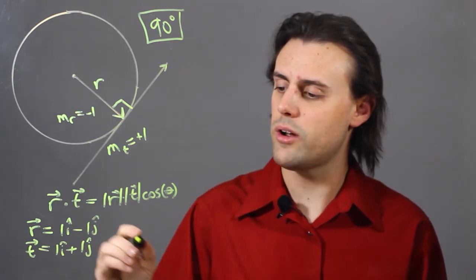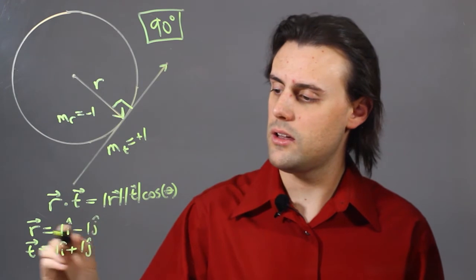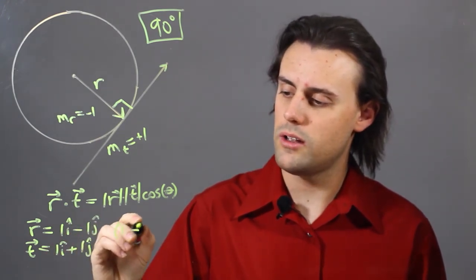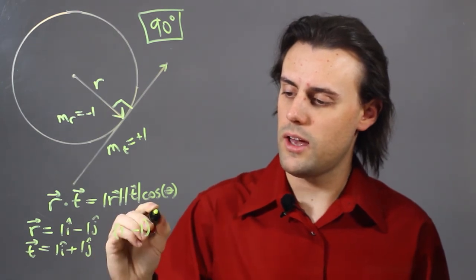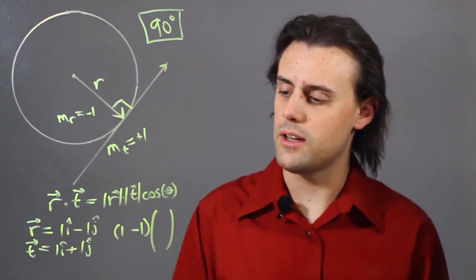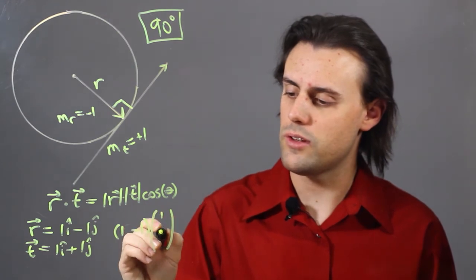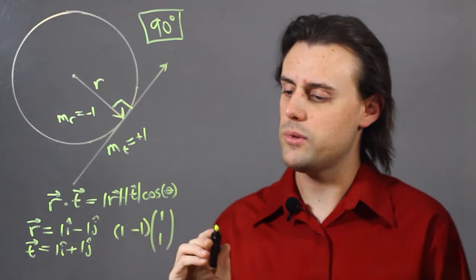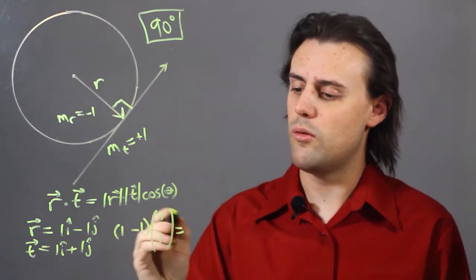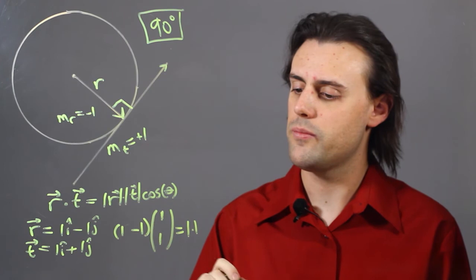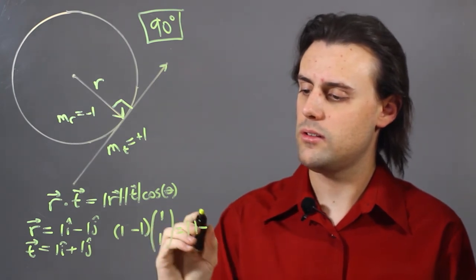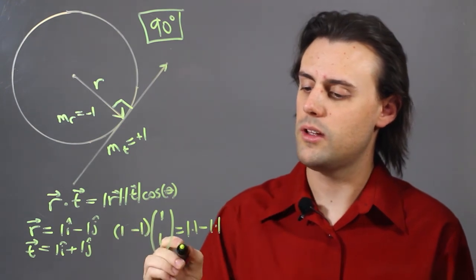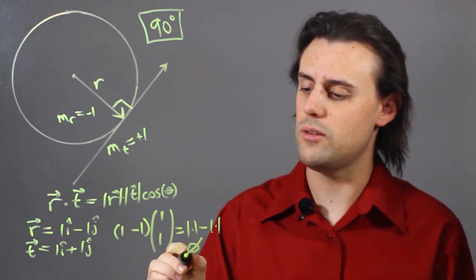To calculate the inner product, I simply take the vector for the radius, which is going to be 1, -1, and multiply in matrix fashion to the vector for the tangent line. And this is simply going to be equal to 1 times 1 minus 1 times 1 because of this negative sign. And this is simply equal to 0.